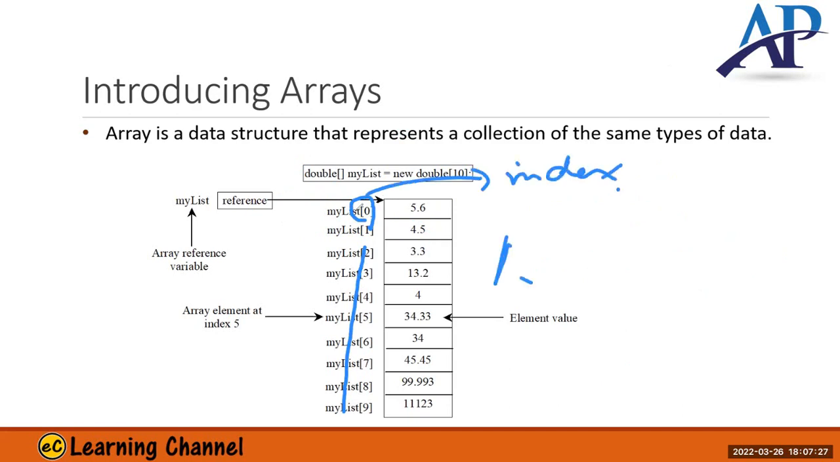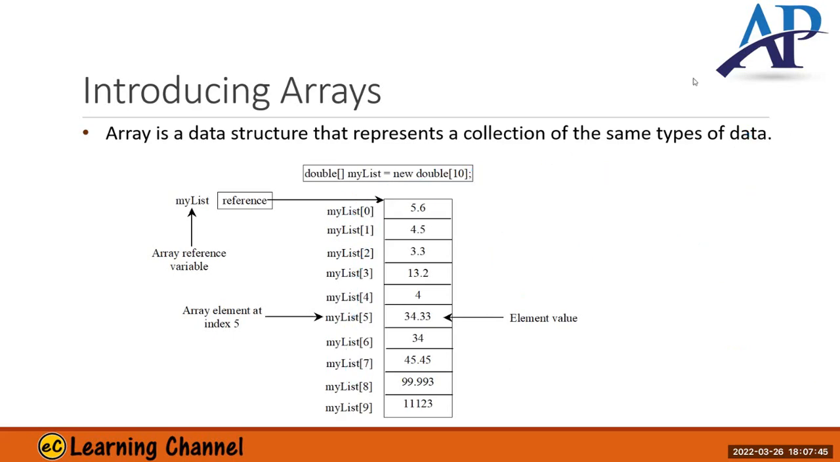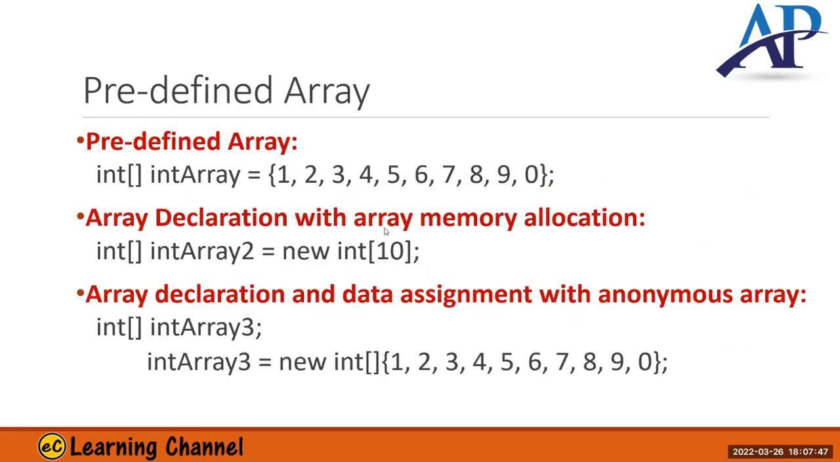And the physical address will be the address plus the index times A, that is the size of the data type. In this case, it's double type, which is 8. If you use integer, then the size will be 4, that's 32-bit. Depending on the number of bits, you will find the element there.